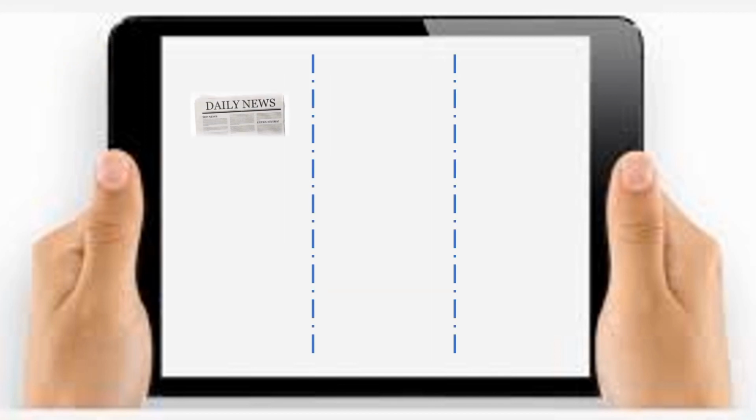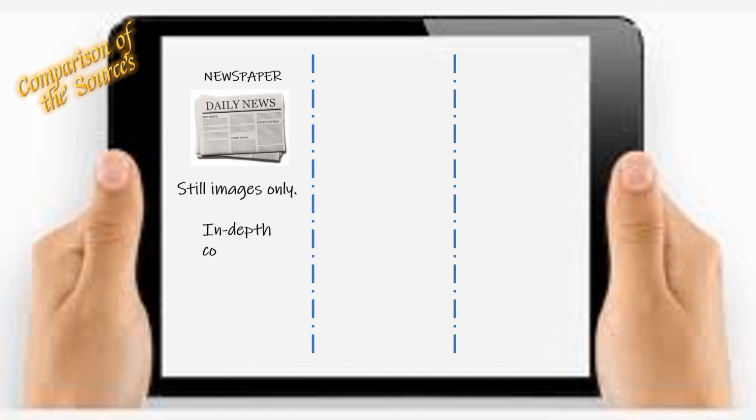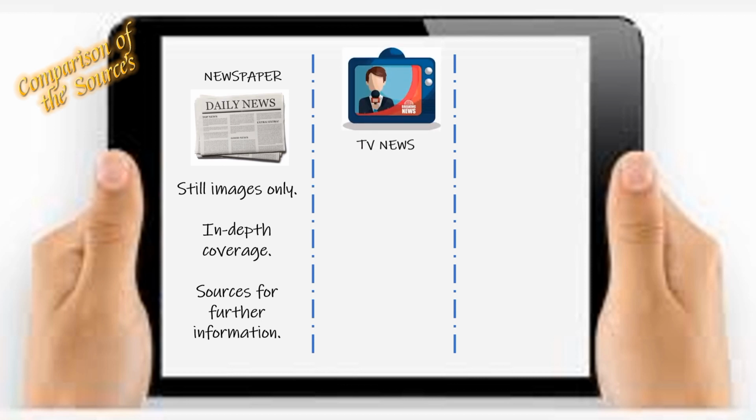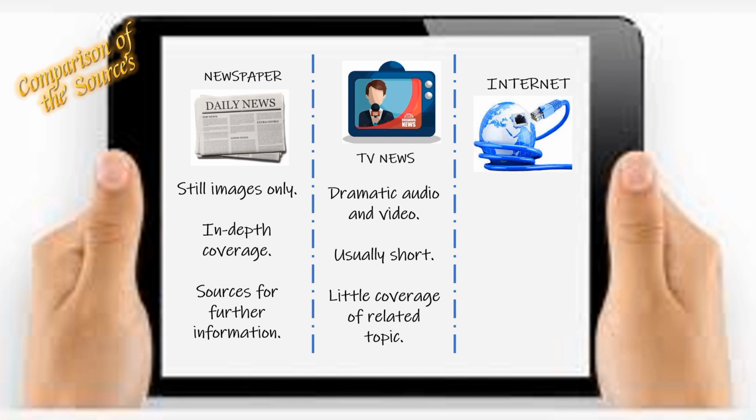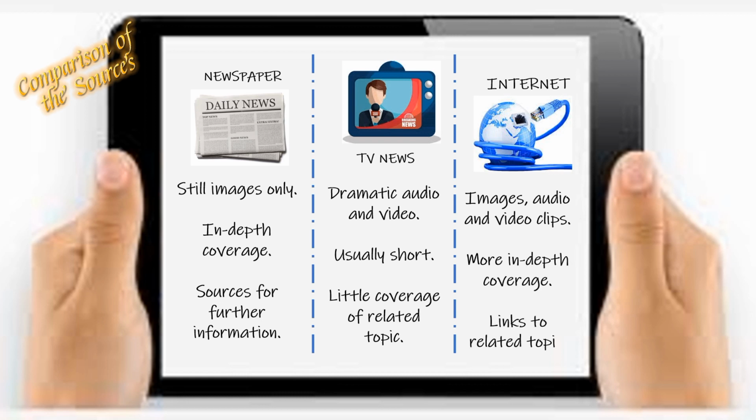To begin with, let's have the newspaper. Newspaper uses images only, having in-depth coverage and usually having further resources of information. This is different from TV news, which focuses on the presentation of dramatic audio and video, typically in short format, having little coverage of related topics. And the last one will be the internet. This is a combination of the presentation and usage of images, audio clips, and video clips. It has more in-depth coverage, having unlimited resources of related topics.